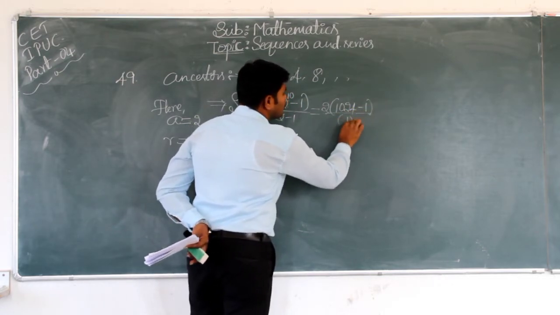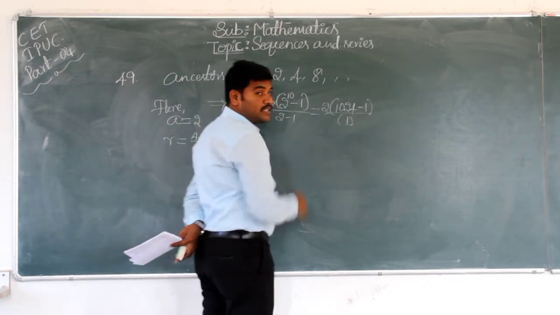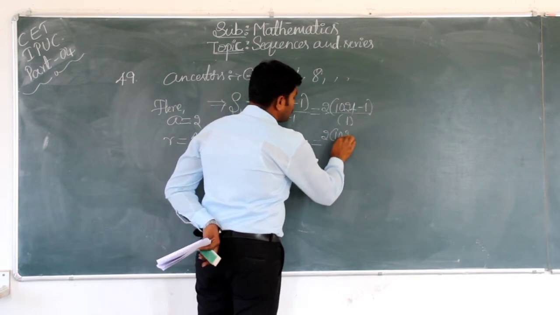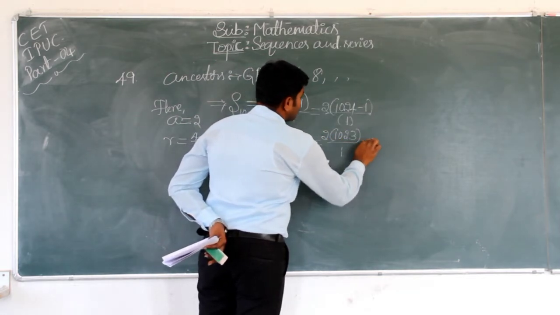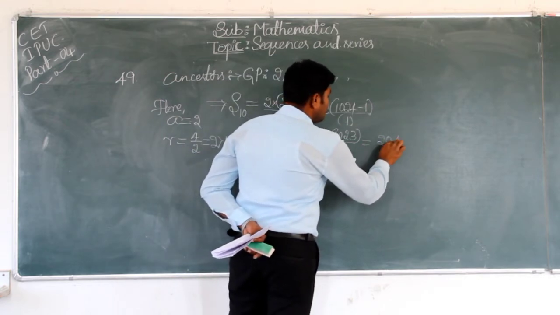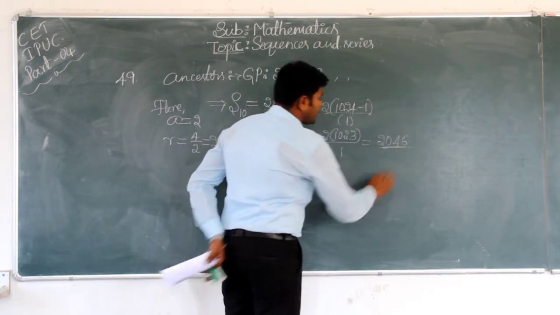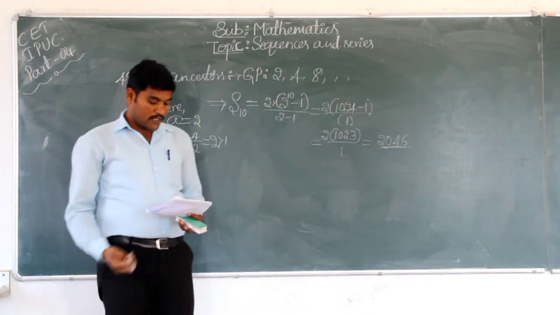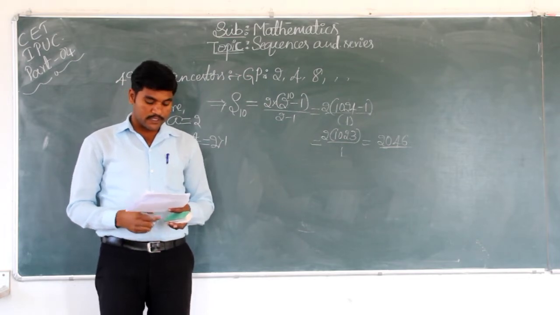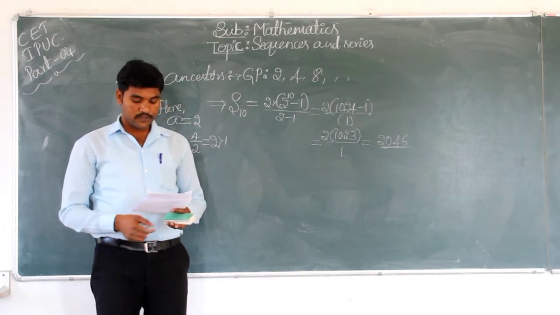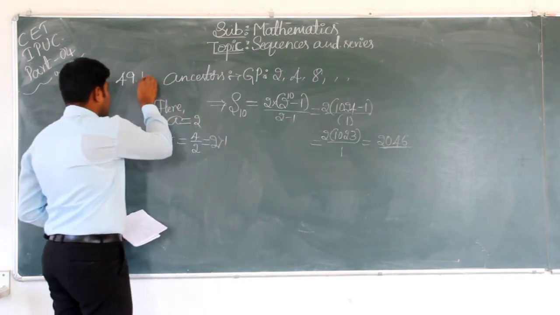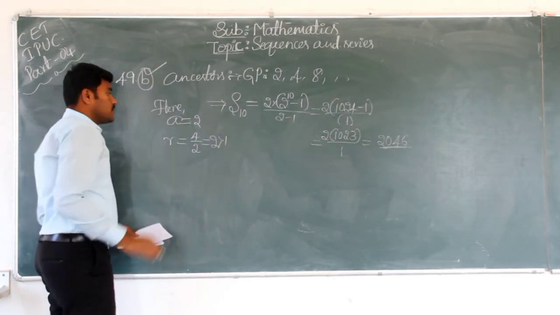2 minus 1 is 1. 1024 minus 1 is 1023, into 2 upon 1. So multiplying these two numbers we will get 2046. That is the answer. See, check out the options. Option A is 2042, B is 2046, C is 2044, D is 2042. Option D is the correct answer.